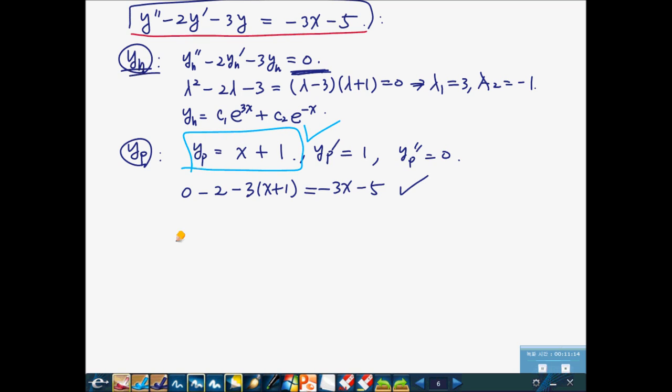So our final solution is y_h plus y_p, right? So y_h is C1 e to the 3x plus C2 e to the minus x, and y_p is plus x plus 1. Okay? That's the real solution for the non-homogeneous equation. All right.